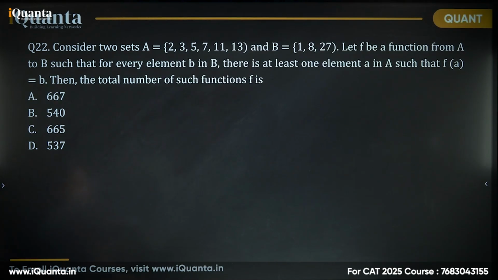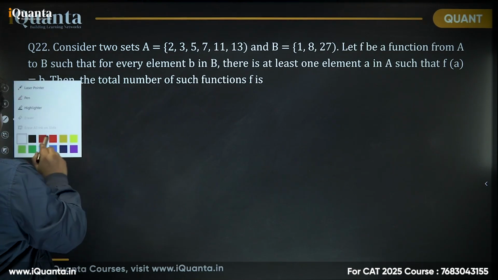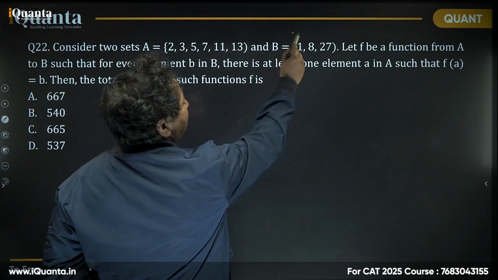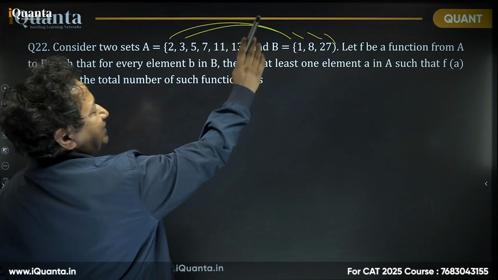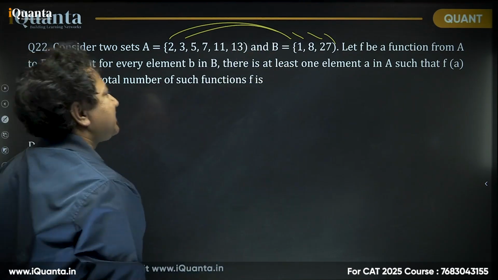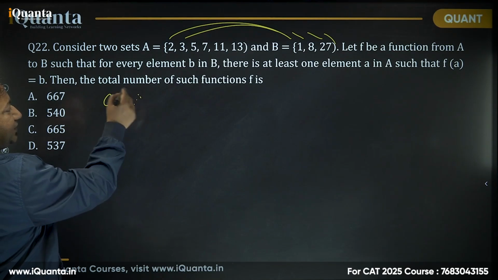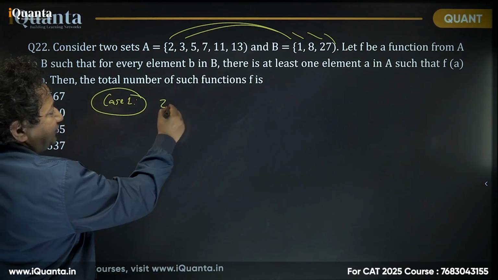So for that, let's say we have 6 different things which we want to fill in 3 different boxes. This should have at least one element here, right? So if at least one goes there, how can we decide? How can we differentiate? We can have 3 different cases. In case 1, I will give equal to everything. I'll have 2, 2, 2.